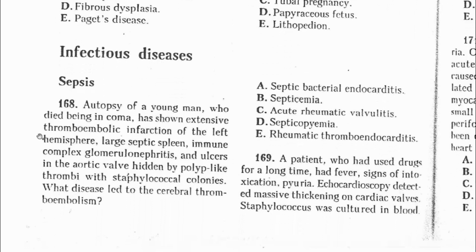Okay, infectious diseases. So 168. Autopsy of a young man who died being in coma has shown extensive thromboembolic infarction of the left hemisphere. Anytime you hear something like this, know that there's a blockage somewhere or there's an infection somewhere. Large septic spleen, immune complex glomerulonephritis, and ulcers in the aortic valve hidden by polyp-like thrombi with staphylococcal colonies. What disease led to the cerebral thromboembolism?